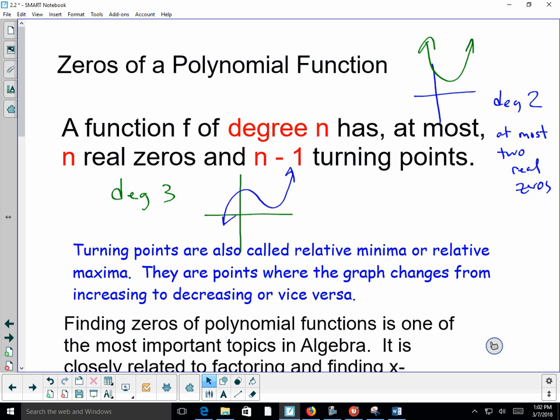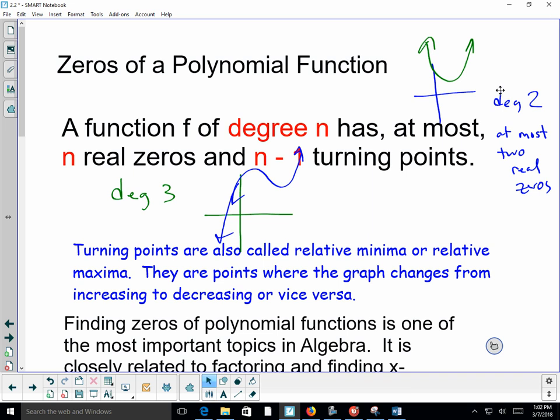What if I draw it like this? How many real zeros does it have? 1 real zero. What if I draw it like this? How many real zeros does it have? Still 1, right? You're not getting tricked by that, right? This is going to keep going and going forever. It's going to have 1 real zero.